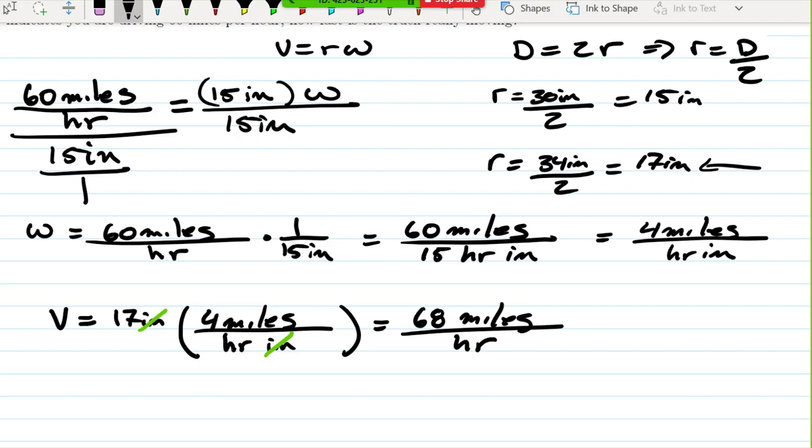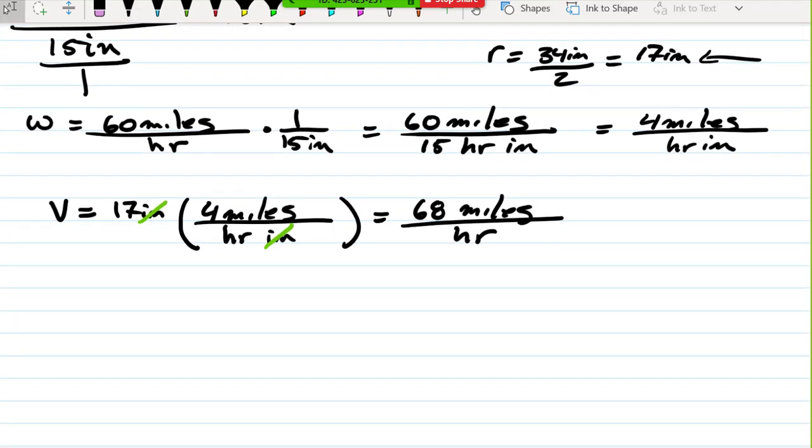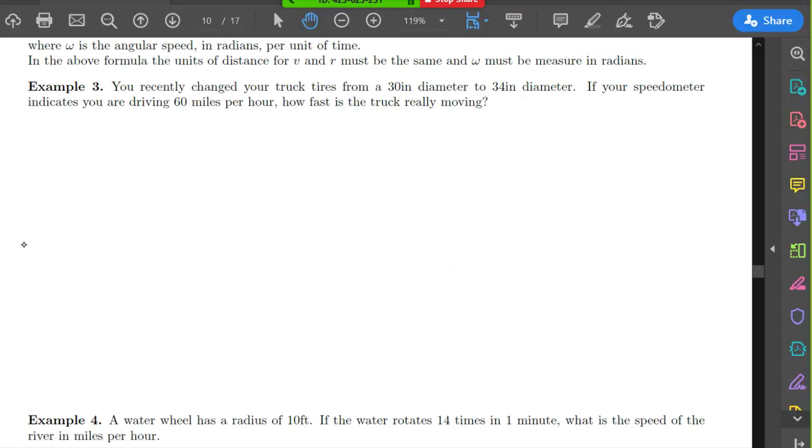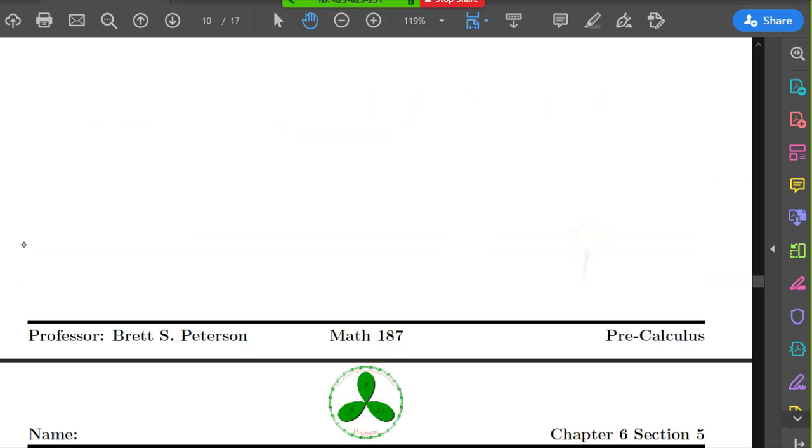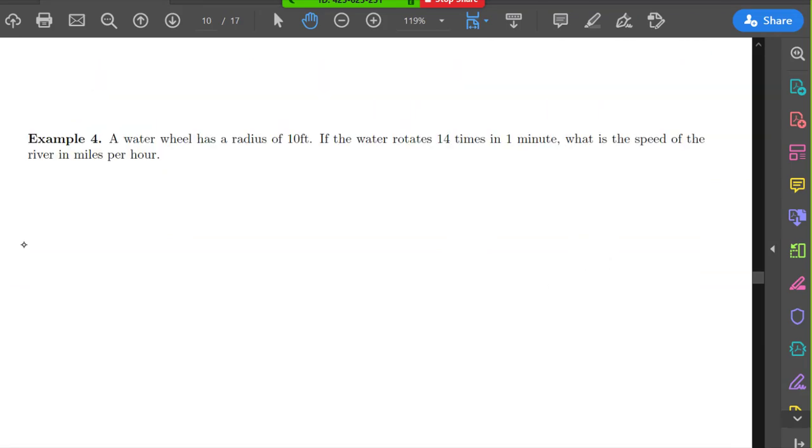So if you change the radius of your tires from 15 inches to 17 inches, and your speedometer said you were going 60 miles per hour, you would really be going 68 miles per hour. All right. Let's take a look at our last example.